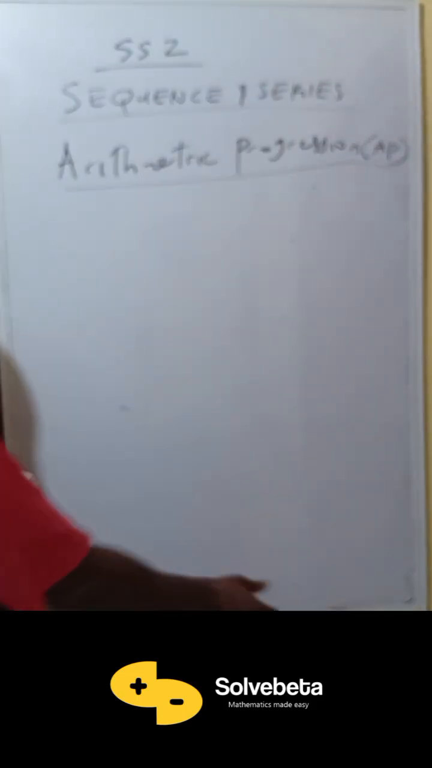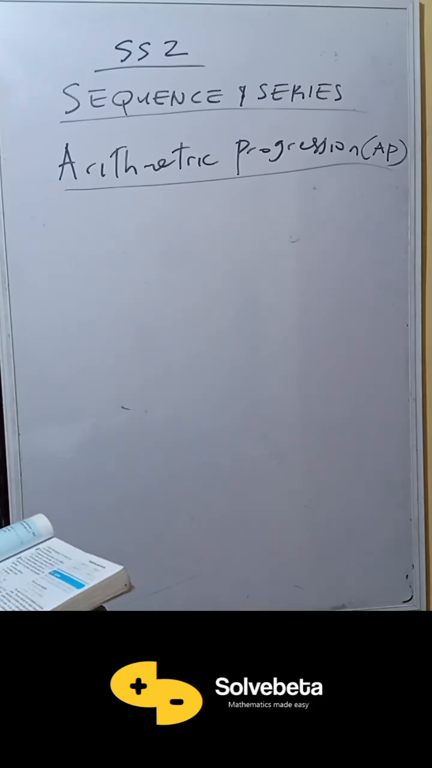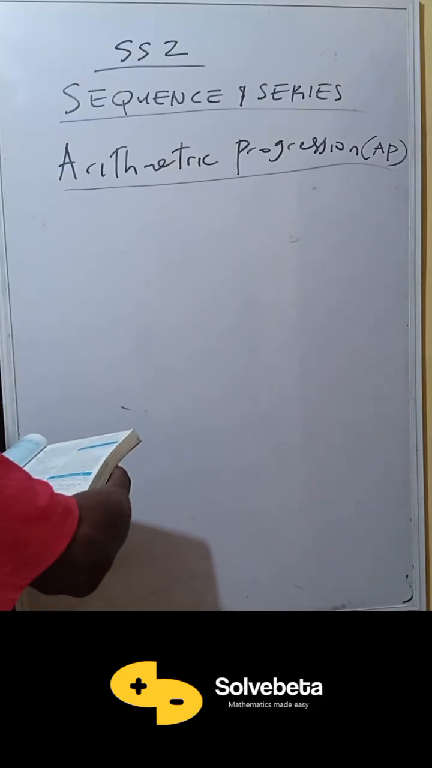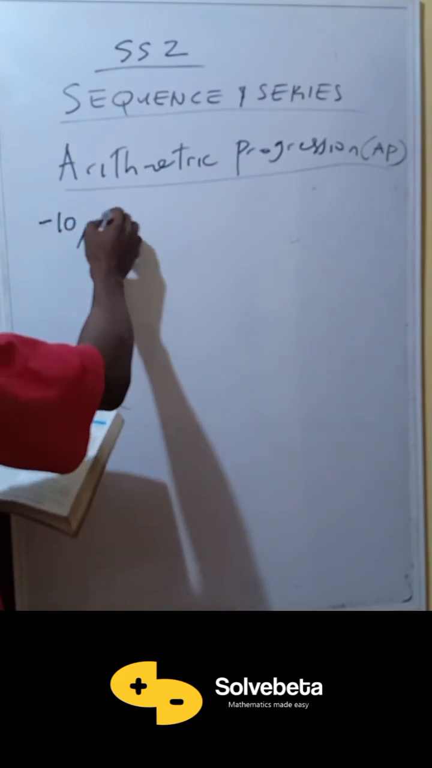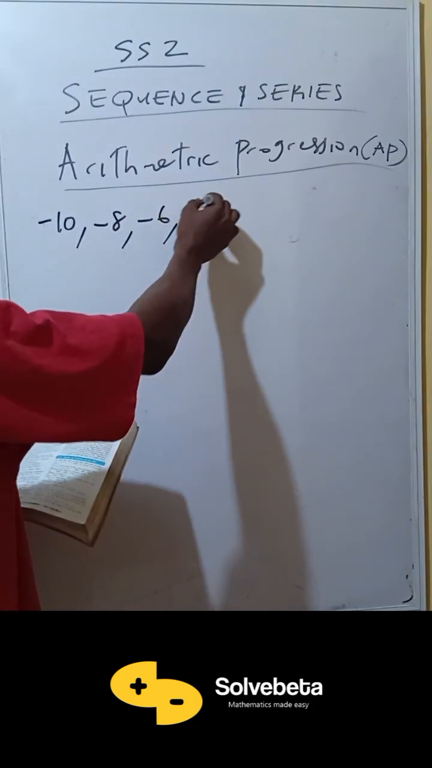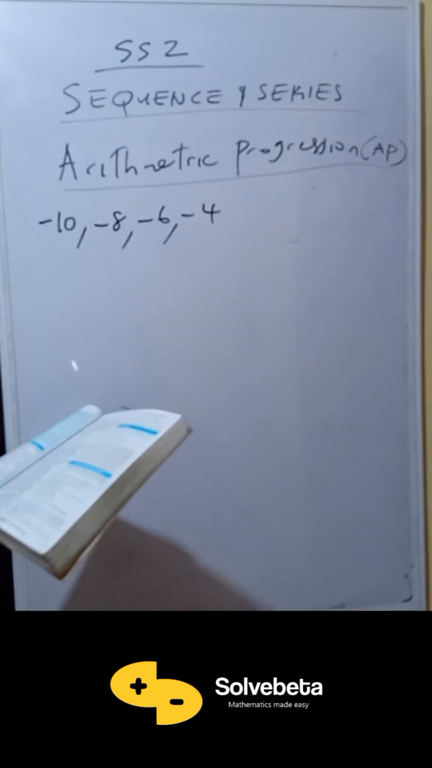Let me look for a decreasing AP. Now look at this. Look at this first one: minus 10, minus 8, minus 6, minus 4, minus 7, minus 6.